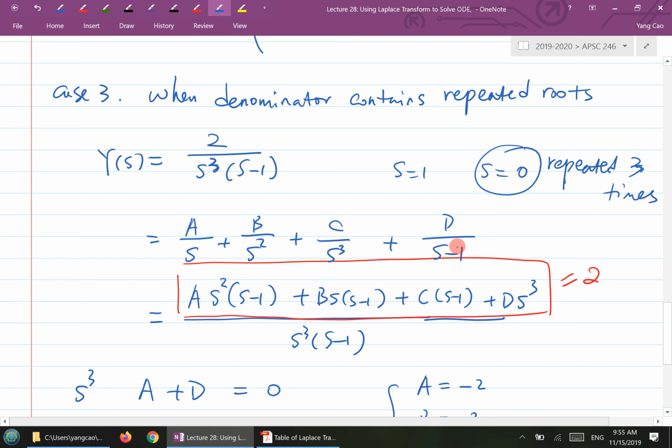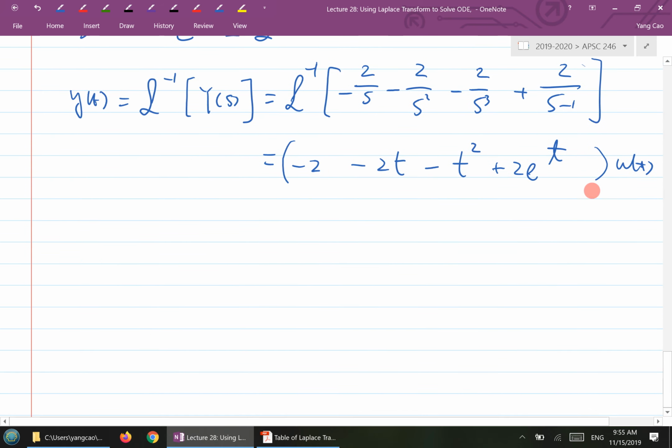For the d value, you do have an alternative. If you recall, when you calculate d, you can also use a formula, which is s minus 1 times Y of s, and then let s equal 1. So you can also get the d value using that formula.